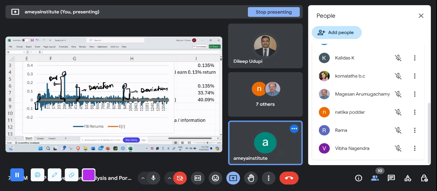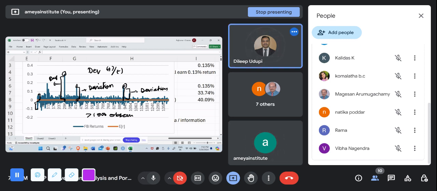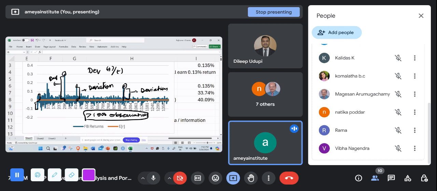Am I clear? So your deviation can be plus or it can be minus, right? So what are we going to do? The data has almost more than 1,000 observations. Can we take day 1, day 2, day 3 till 1000, take each day's deviation, and take the sum of them?